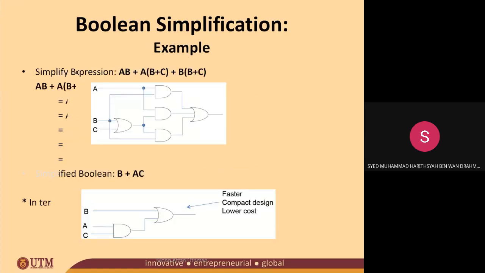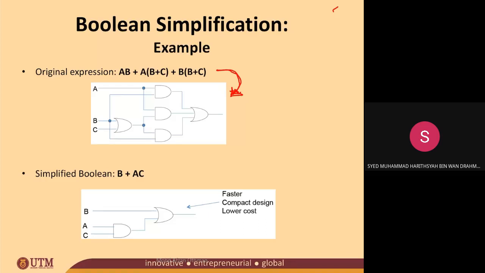Okay, so this is what I mentioned. Okay, so this is based on the equation, because from the Boolean equation, you need to draw the circuit. Here, for example, AB plus A, B plus C plus B times B plus C. So you need to transfer it into the gates.